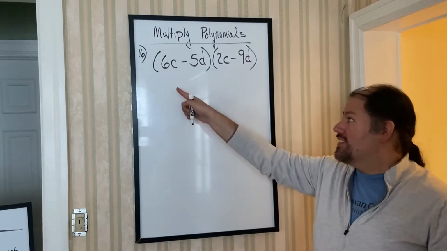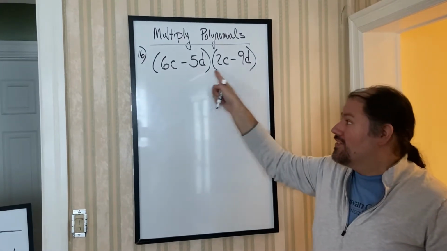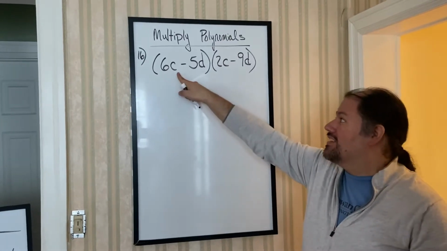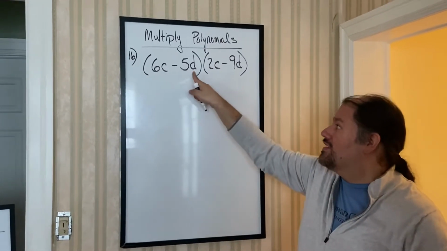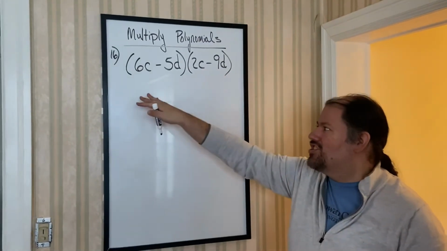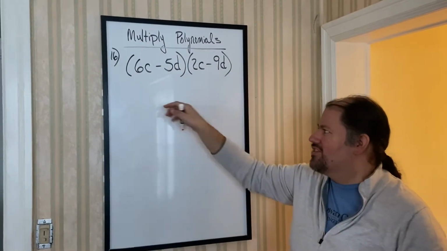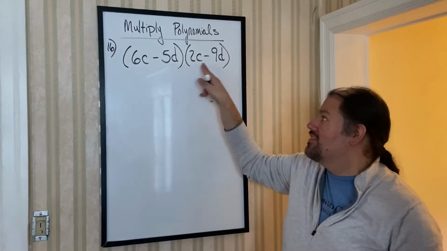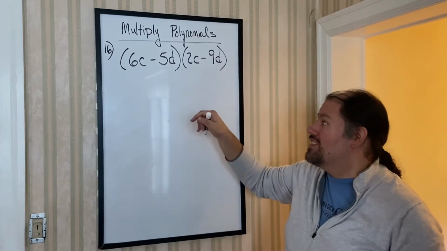So we have question number 16. Now what's different between this one versus the others that we just did, notice that this has two different variables. So I have C's and D's. The other problems had just P's or just X's, with different exponents. Here I've got two different letters in here. We're going to treat it the same way.